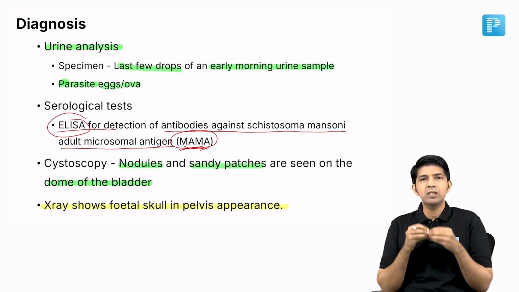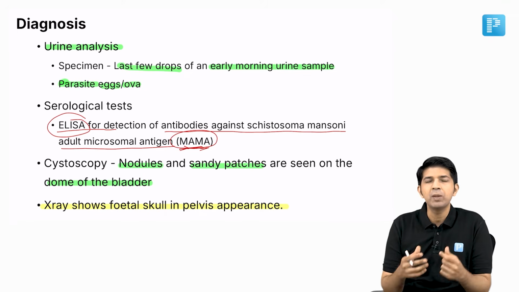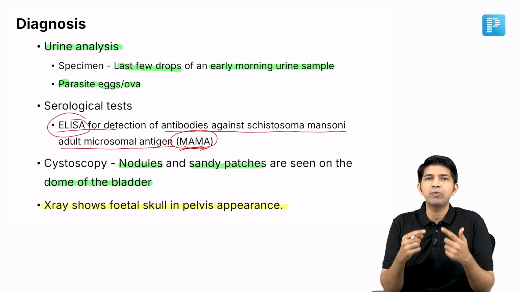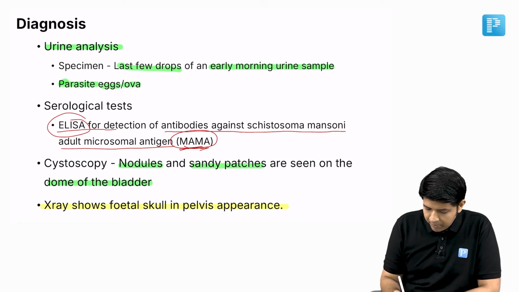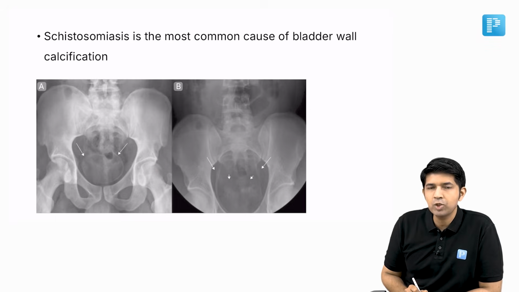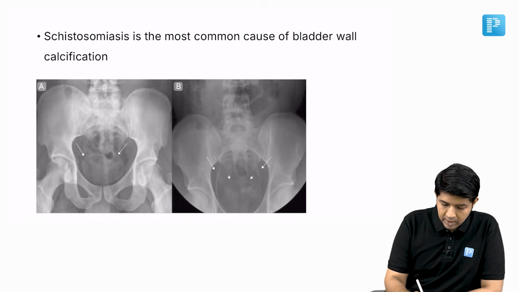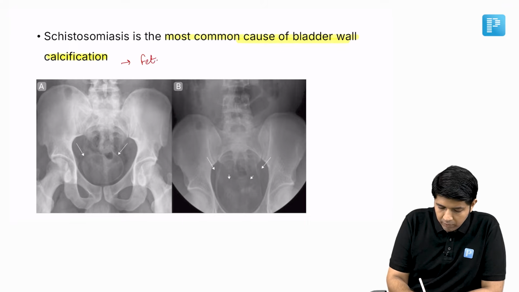So what happens is this Schistosoma haematobium can lead to chronic inflammation or chronic irritation. Now this chronic irritation will trigger some sort of fibrosis and calcification. So eventually the patient will have bladder calcification. Okay, bladder calcification. So Schistosoma haematobium or schistosomiasis is the most common cause of bladder wall calcification, and that is what gives rise to your fetal skull appearance.